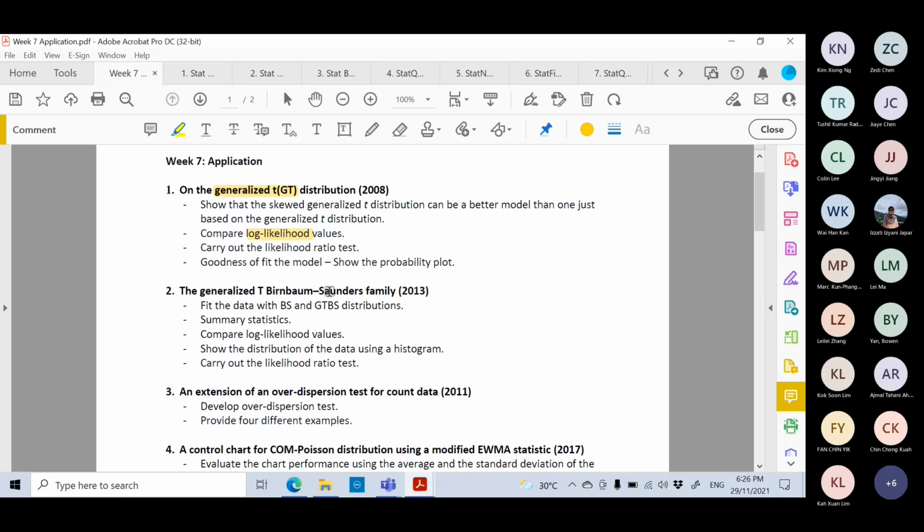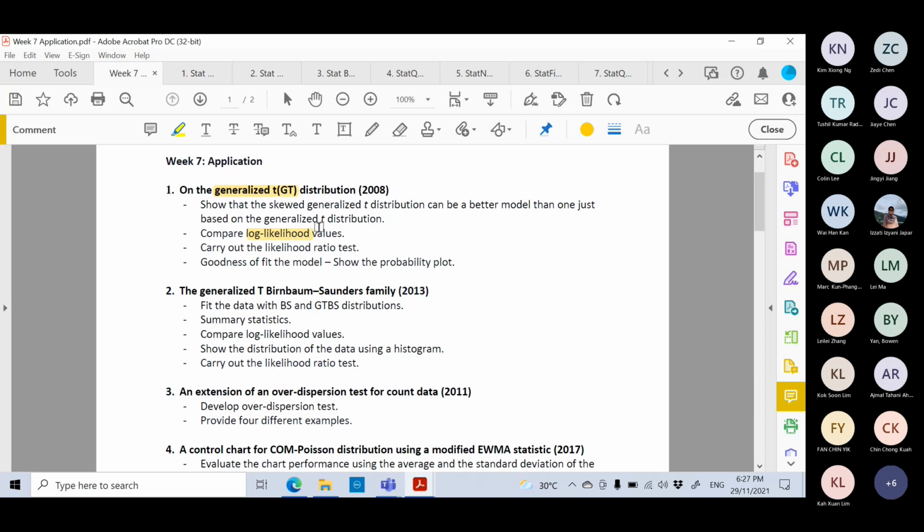In this paper, they are doing it a different way. Even though they provide the distribution, this one also compares the distributions, but here they fit the data with the BS distribution and the GTBS distribution. Because of the application here, they provide the summary statistics of the data, so we know the mean, the variance, and the standard deviation. Whereas the first paper did not provide any summary statistics.